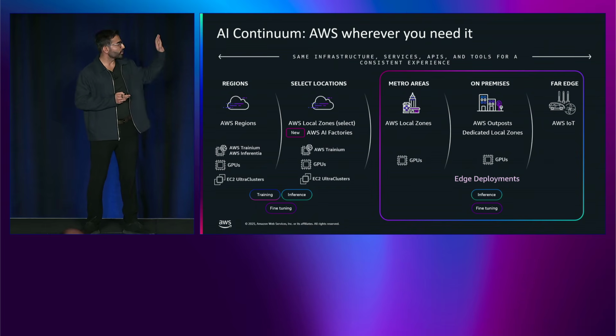And then when we shift towards the right, this is where we have AWS Local Zones, which are available in select locations like Atlanta, Dallas, and Phoenix. These local zones provide you a similar experience to some of these regions with a high concentration of NVIDIA GPUs, our own Amazon accelerated chips, as well as EC2 Ultra clusters and high-performance storage.